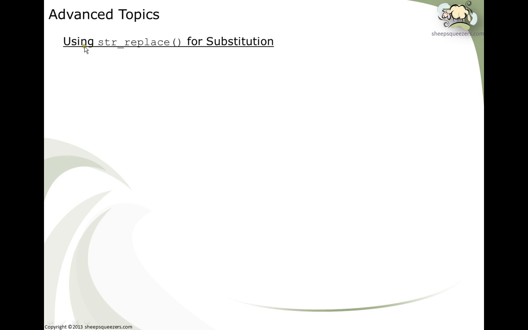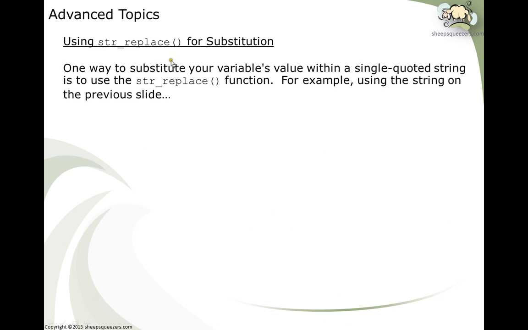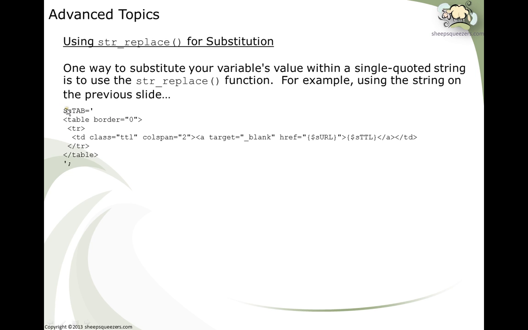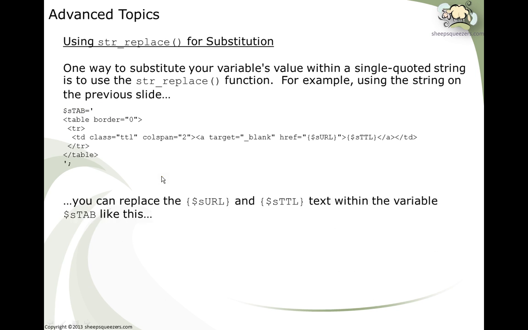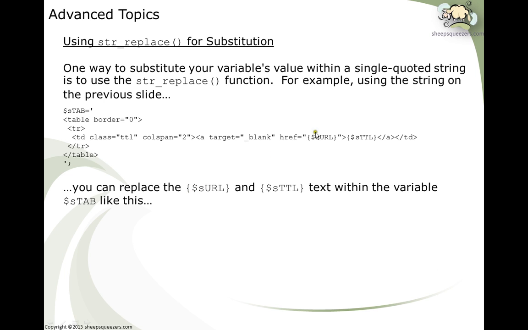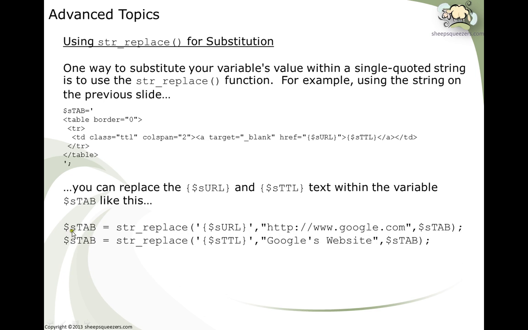One way to approach this is to just use the string replace function. In other words, you're going to take the value within the text string and replace it with your actual value, and you can use the str_replace function to do that. For example, here's the same string as before, single quoted of course. You can replace this string here and this string here with the variables using the string replace function. So $stab, which is the new replaced variable, I'm replacing the curly brace $SURL, curly brace, with the actual website URL, the full thing with the scheme, and then the title with Google's website name.